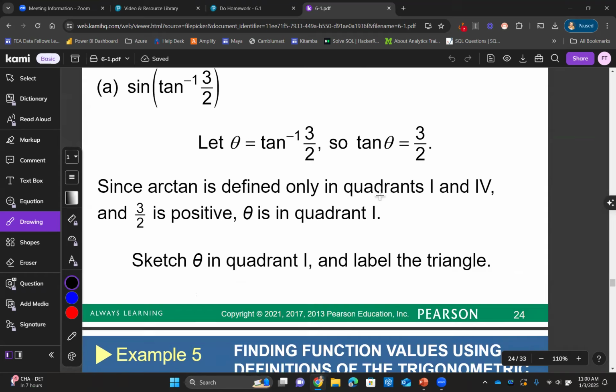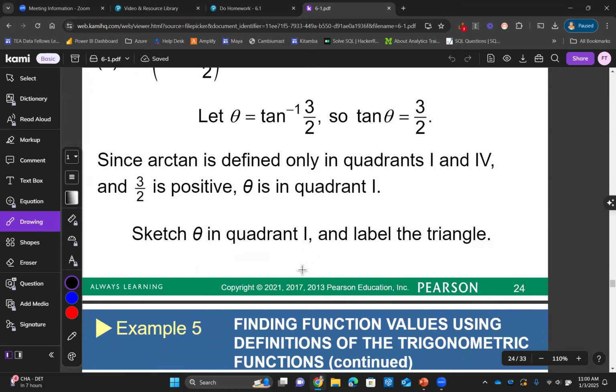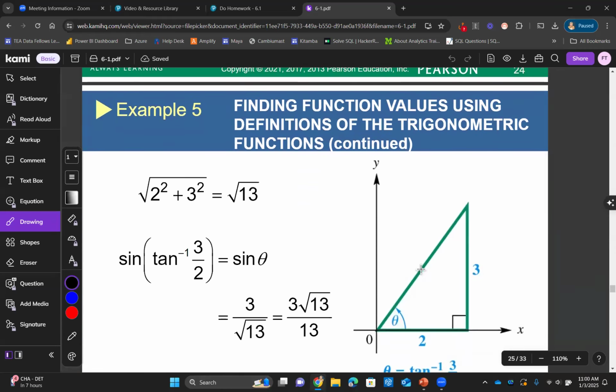If it is positive, that means your angle is in quadrant 1. If it's a negative ratio, that means your angle is located in quadrant 4. In this problem, because this is a positive number, we know that theta is a quadrant 1 angle. Now, if we draw a right triangle like this and place our angle theta, its tangent value is 3 over 2. So that means the opposite side is 3, the adjacent side is 2.